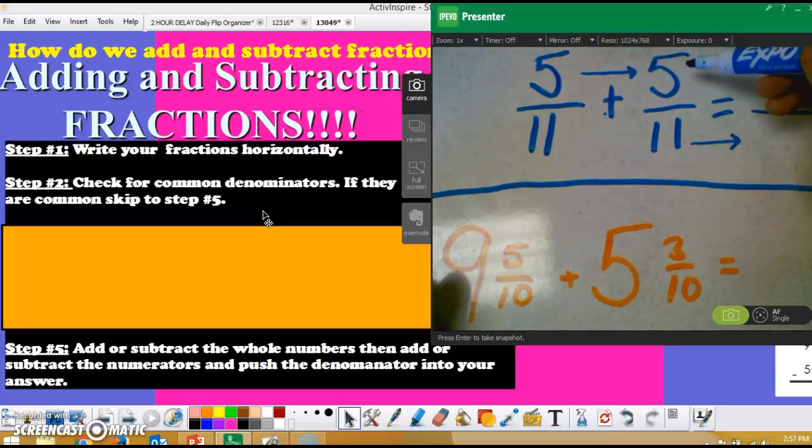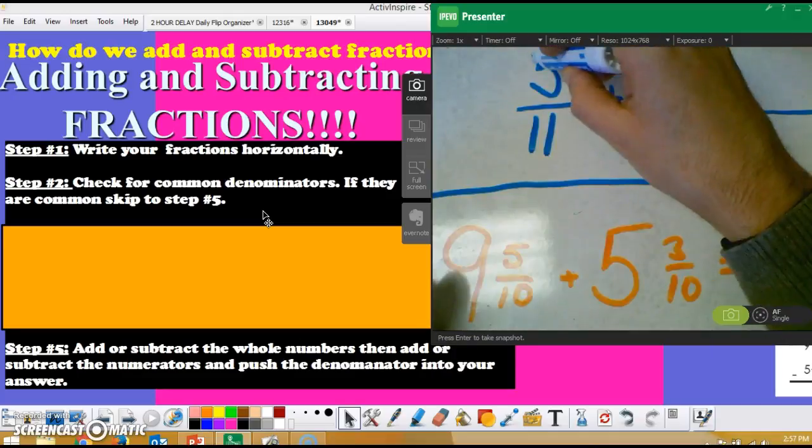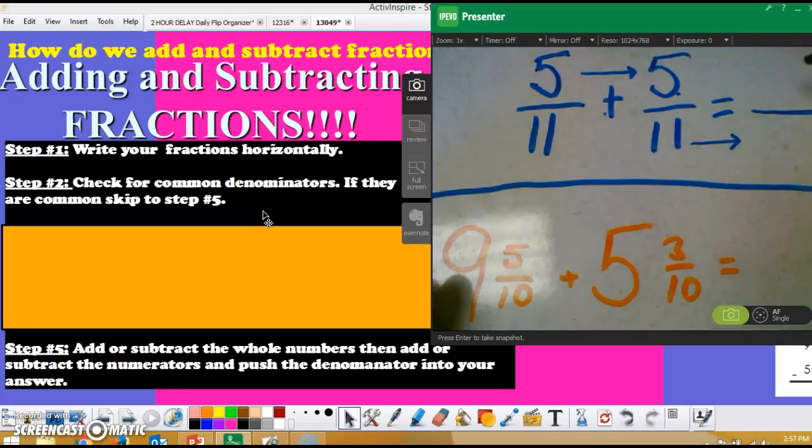5 plus 5. 1, 2, 3, 4, 5, 6, 7, 8, 9, 10. When I add 5 plus 5, I get 10. And finally, I push the denominator into my answer, which gets me 10 over 11. Following these steps, writing the fractions horizontally, step 1, checking for common denominators, step 2, and adding or subtracting whole numbers and then my numerators and pushing my denominators, step 5, finishes it up.